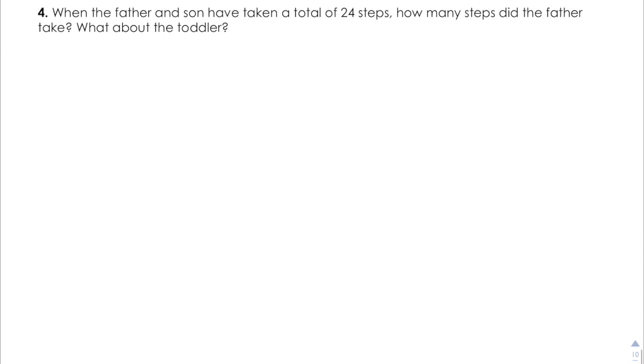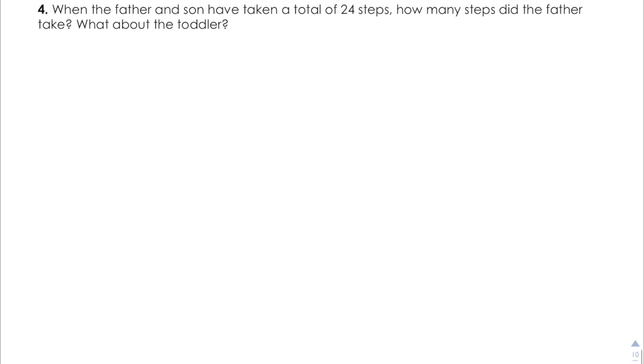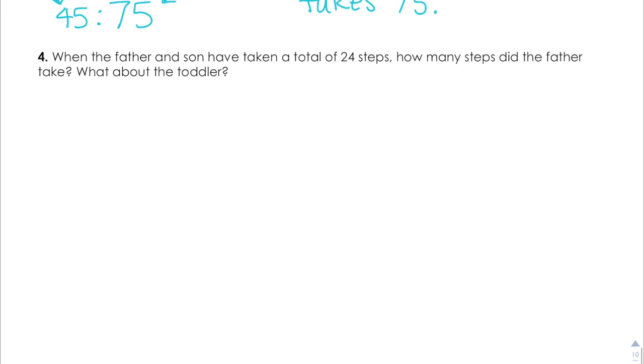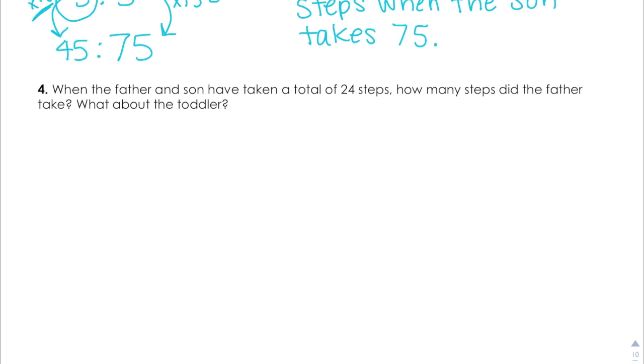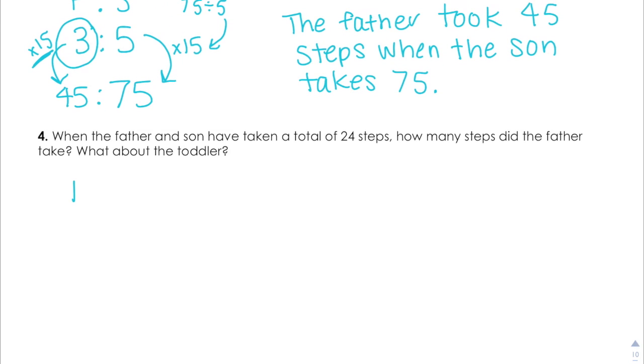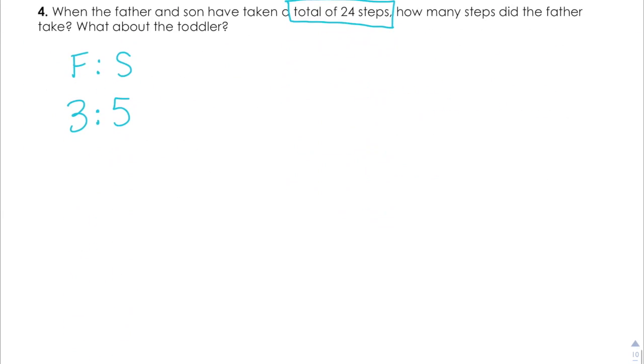All right, last but not least, number 4. When the father and son have taken a total of 24 steps, how many steps did the father take? What about the toddler? This one probably gave people the most trouble because the addition of the total in there kind of threw people off, but it's really not a big deal. So we have 3 to 5, our original ratio. If I were to total our original ratio up, 3 plus 5 gives us 8.